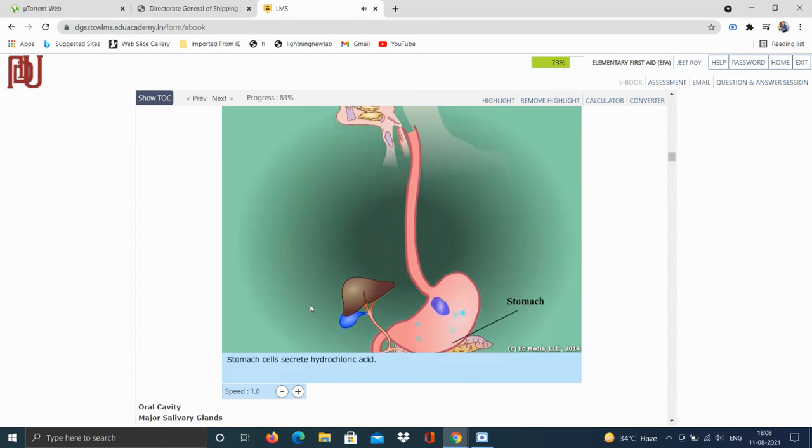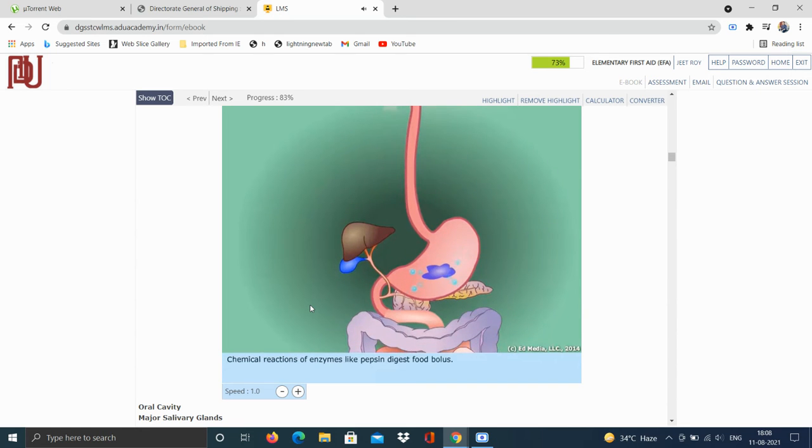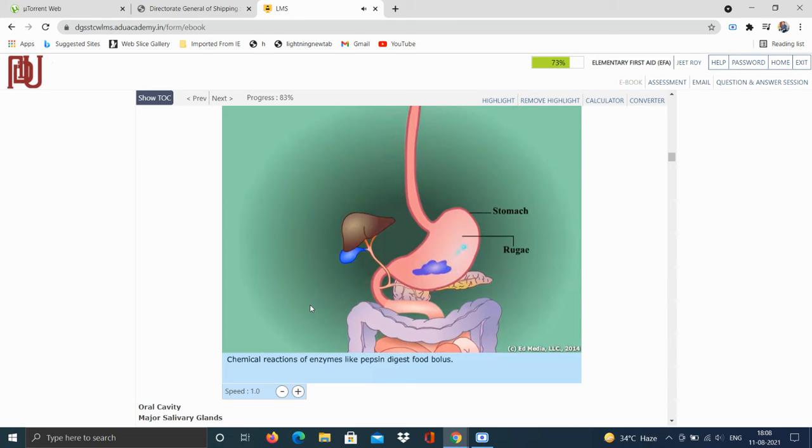Stomach cells secrete hydrochloric acid. Chemical reactions of enzymes like pepsin digest food bolus. Bolus is further broken down by muscular contractions in stomach. It mixes up with secretions to form a thick liquid called chyme.